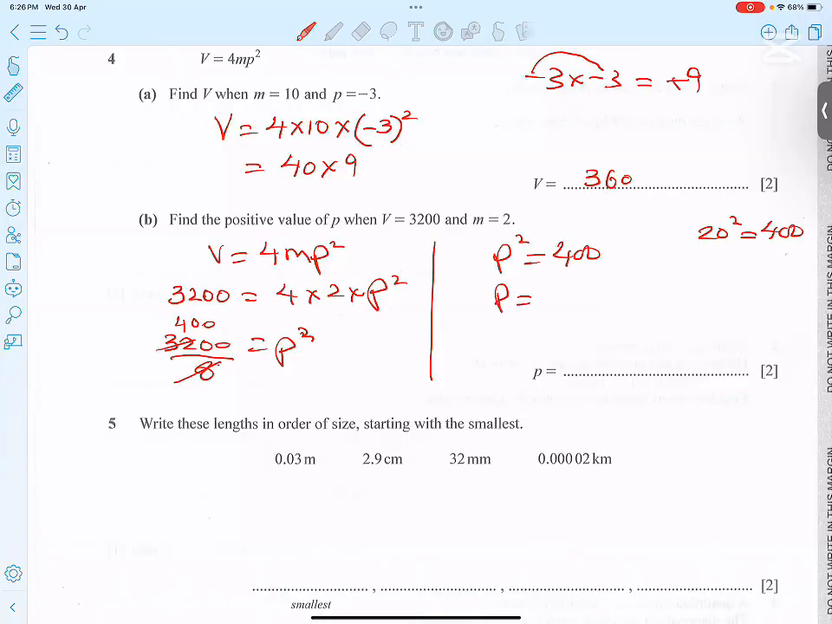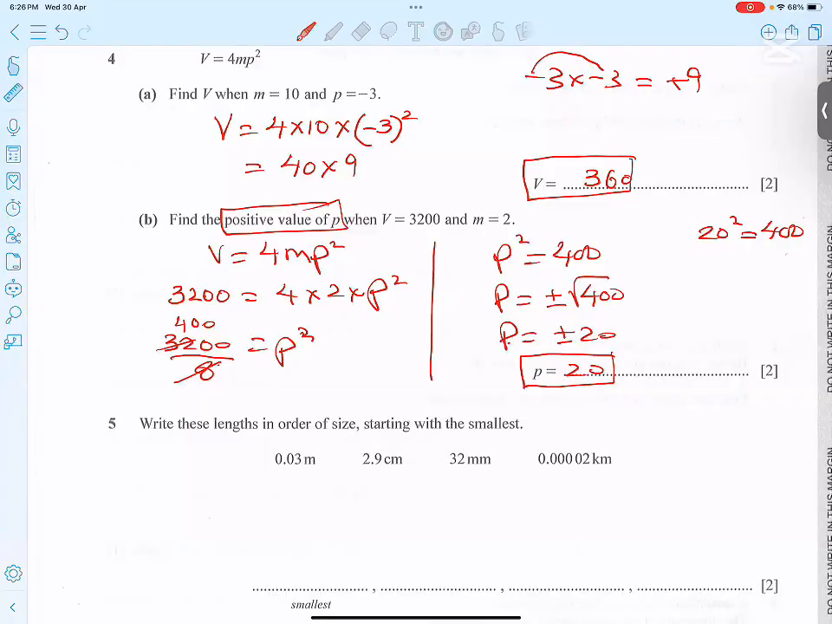If I take the root of both sides, plus and minus, it will give our answer: P is equal to plus and minus 20. But he said a positive value, so I will take only 20. And this is my final answer. I believe your point is very clear.